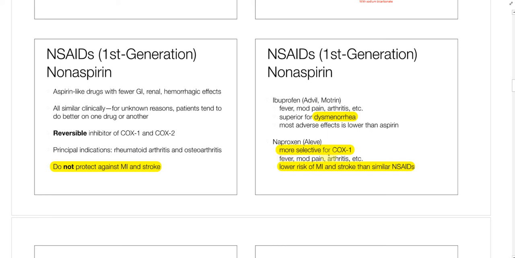Naproxen is more selective for COX-1. It's going to be good for fever, moderate pain, arthritis. But it also has a lower risk of MI and stroke than other similar NSAIDs. Take that for what you will.